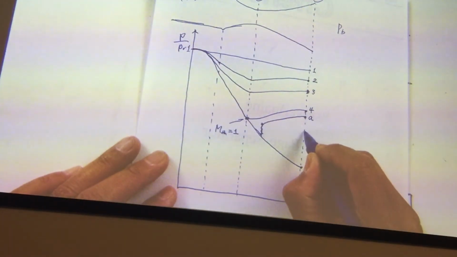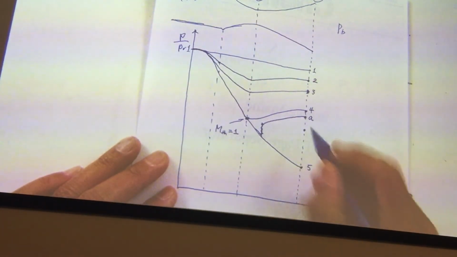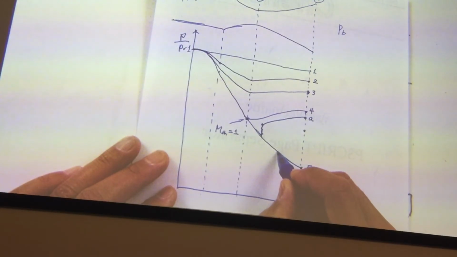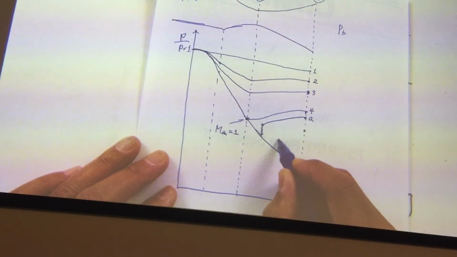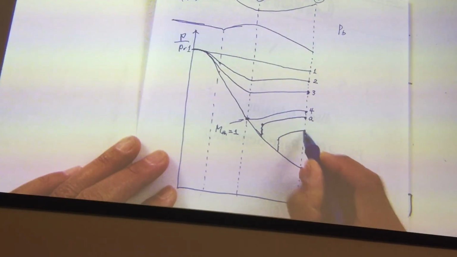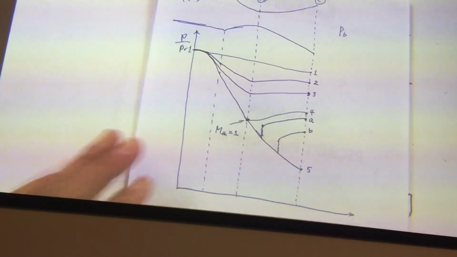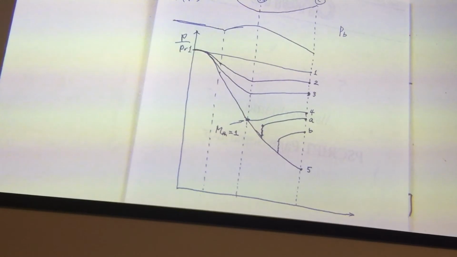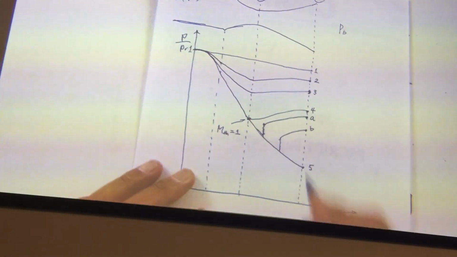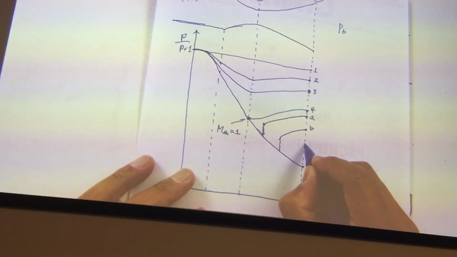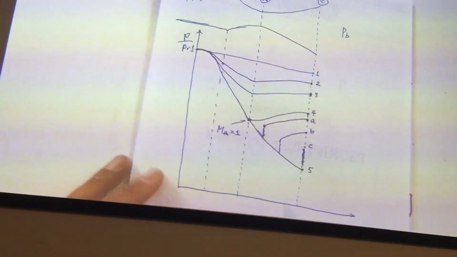Now, if I lower it yet another point, then you will have a shock wave that occurs later on. Let's say it goes back here. Let's call this point B. And if you reduce your pressure to a certain level, let's say like here, C, then you will have a normal shock wave right at the exit.